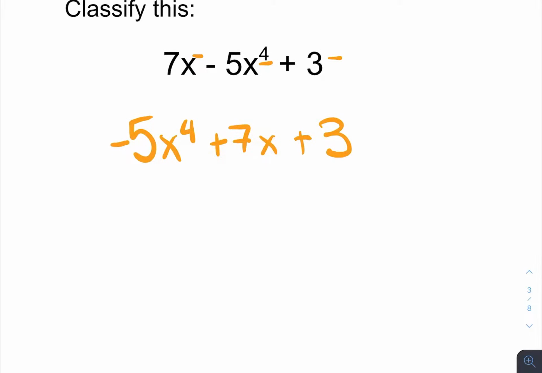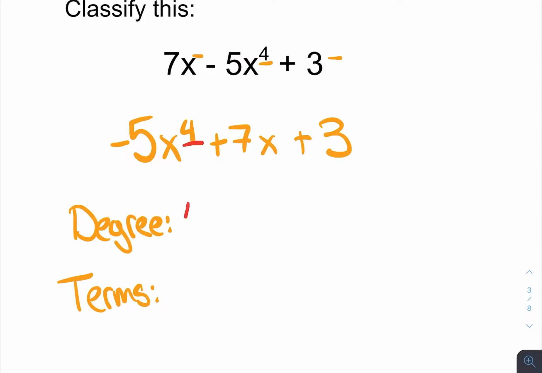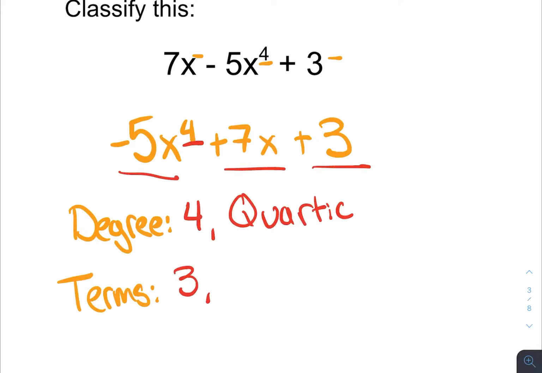I'm going to name it off of two separate things: one by the degree, and then also by the number of terms. So if we start with the degree, we look at the power. Well, the highest power is 4. We would call that quartic. Then for our number of terms, we have 1, 2, 3 terms. Well, we classify that as a trinomial. So right here we have a quartic trinomial.